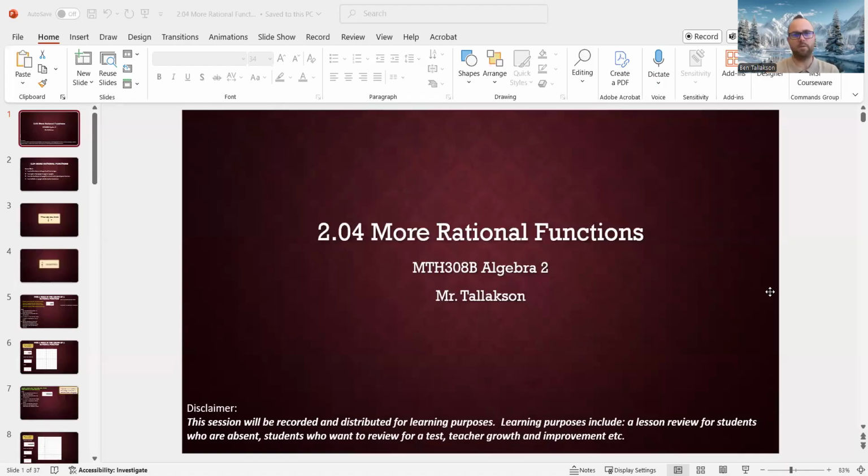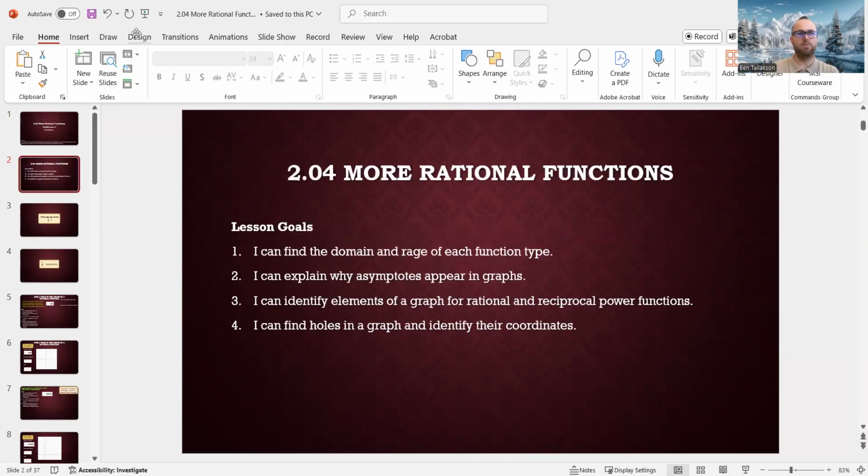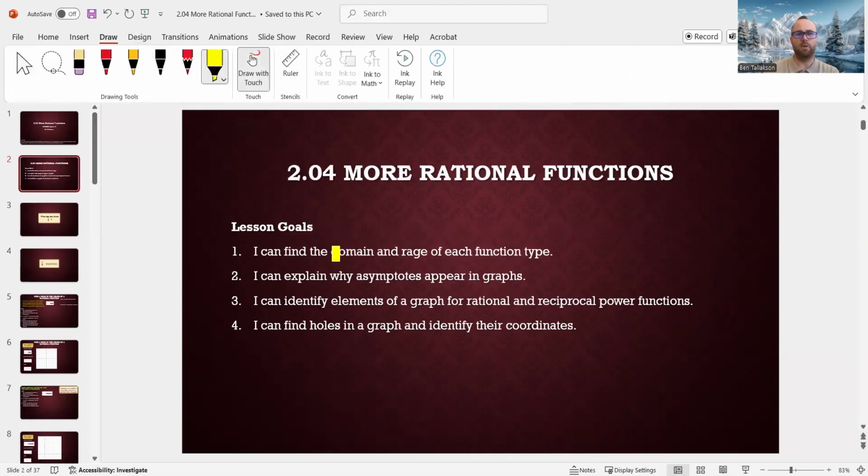Welcome back, guys. Today we're looking at 2.04, more rational functions. If you think back to the past couple lessons, all of these functions have been rational, right? They've all been fractions. So we're going to see that again, but we're learning something very new that's going to change the way you see domain and range. So of course, domain and range are part of our goals. Finding those for each type of function we see today.